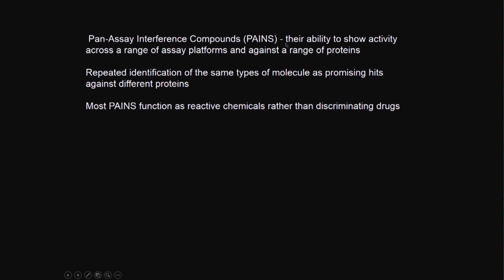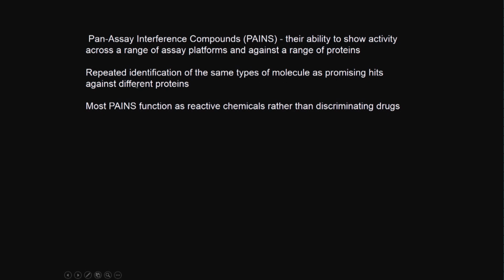These pan-assay interference compounds show activity across a range of assay platforms and against a range of proteins. So, you may be doing a study on proteins in inflammation, or you may be doing a study on something else, maybe cardiovascular. The same compound may be appearing in many places, not because they are inhibiting this protein, but maybe they are affecting the assay itself, either fluorescing or absorbing at the same wavelength. Repeated identification of the same type of molecule as a promising hit. So, it may appear as a promising hit against different proteins. So, obviously in such situations you have to be careful.